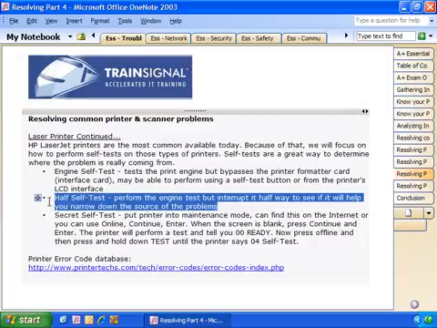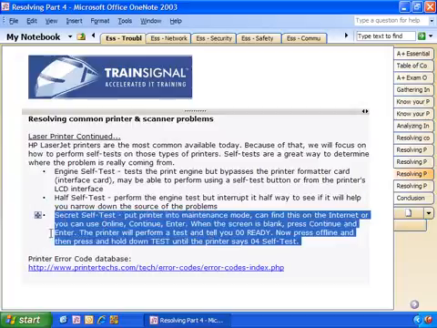The next type of self-test is the half self-test. This is where you perform the engine test, but you interrupt it halfway to see if it will help you narrow down the source of the problems. And when I say interrupt it, I'm talking about opening the top of the printer and stopping the print to see where the page is in the self-test process as it goes through the printer.